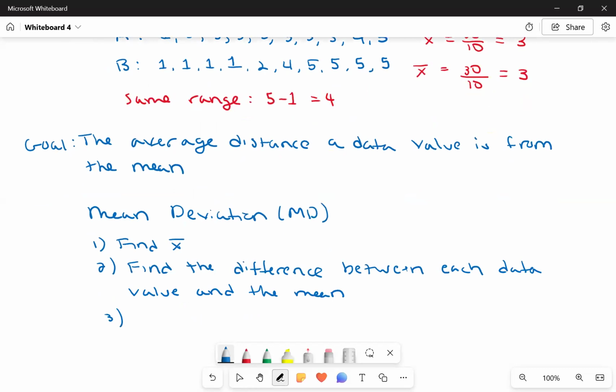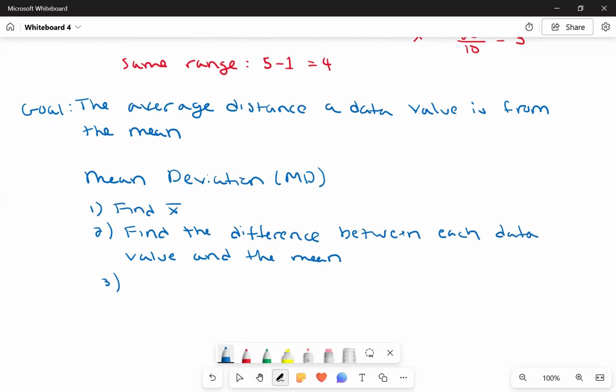Now, when you subtract the mean from every data value, you'll end up getting some negatives and some positives. And that's where we have a problem. In order to deal with that, we're not going to just add up negatives and positives, which are going to end up canceling out, because some values are bigger than the mean and some are smaller. So instead, we make the differences positive.